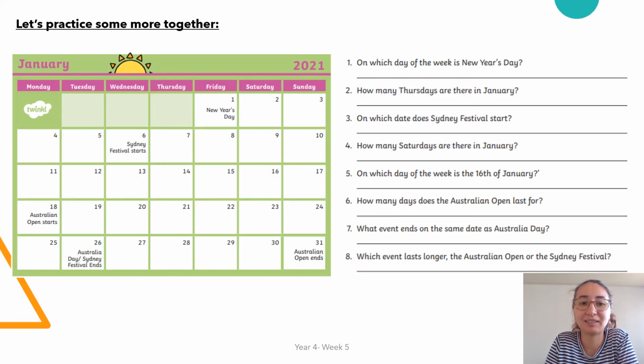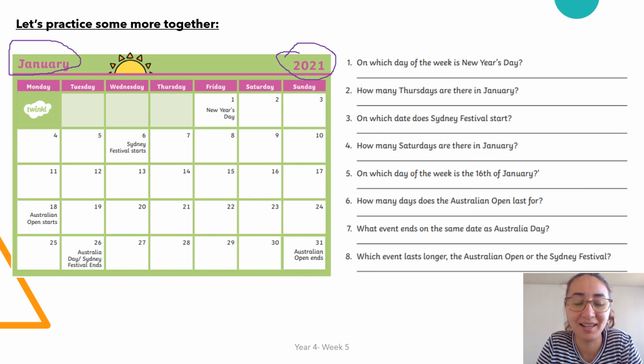So we're going to practice together. It's very important to notice that a calendar will always tell you the month. So here we've got January. It will also tell you the year. Again, very important. So this one is for this year. The next thing that you need to know is that we've got the days of the week. So here we've got Monday all the way to Sunday.